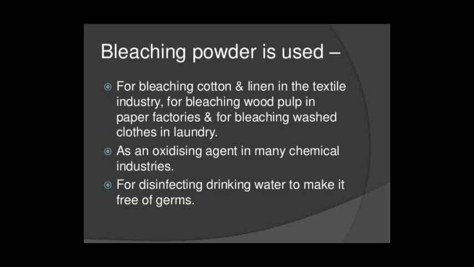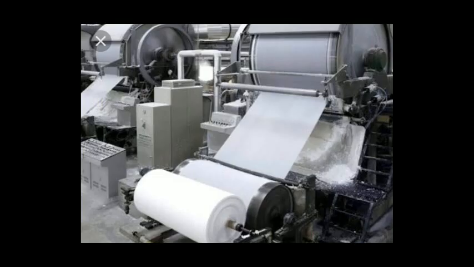Bleaching powder is used for the bleaching of wood pulp in the paper factories also. We know that paper is prepared from the wood pulp, but it is not white in the early stages. The wood pulp is treated with the bleaching powder to make it white in color. And then we use the white papers for different purposes.